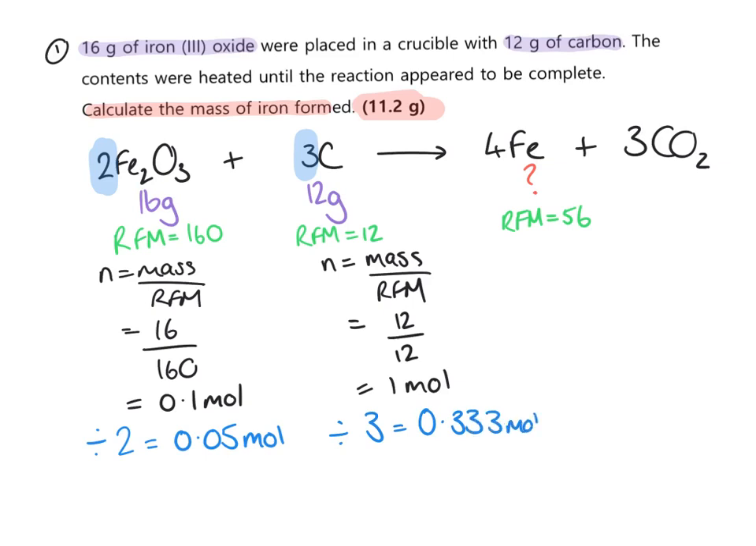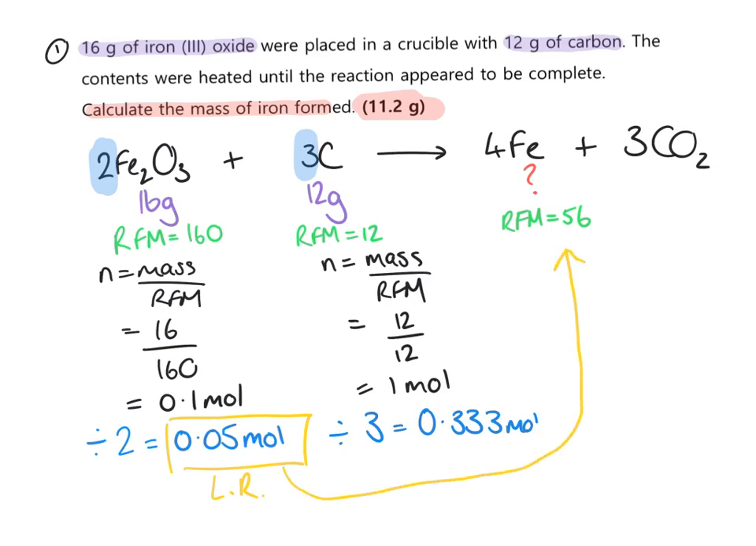So which do I have less of? I have less of my iron oxide, 0.05 moles. That is my limiting reactant. Once that is all used up, then the reaction will stop. So that determines how much iron I can form. So I'm bringing that over to my iron now.